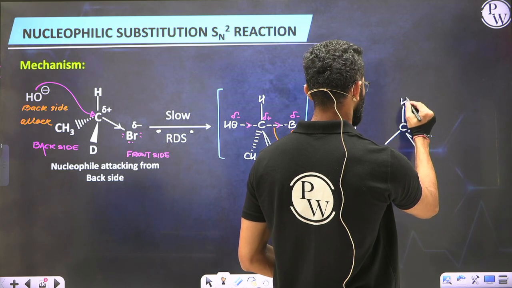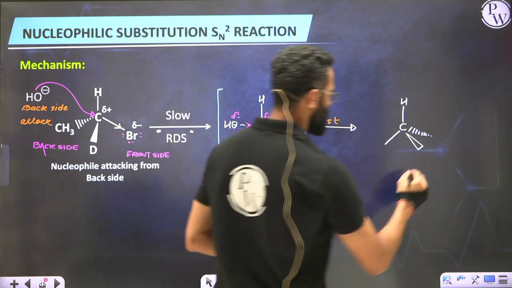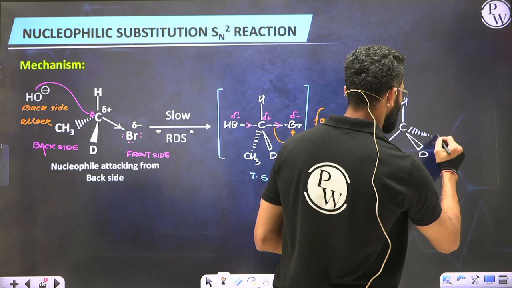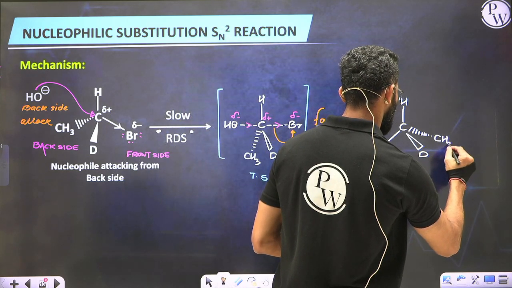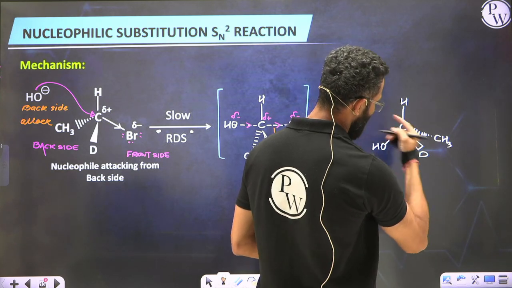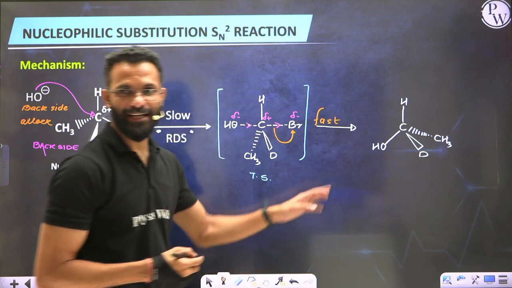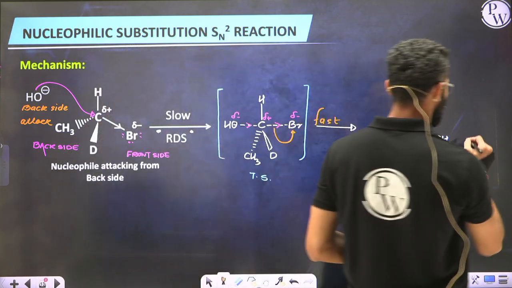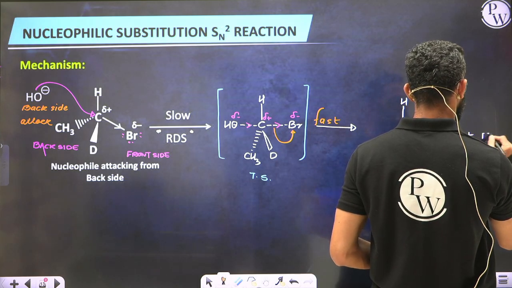That's H. Solid line was always deuterium. Hatch wedge was methyl. And this is the new bond formed between the hydroxyl group and the carbon atom. So that's our product. And what has left? Br minus has left as a leaving group. So we have got Br minus.